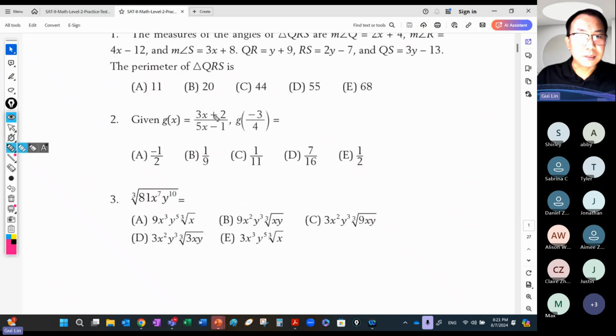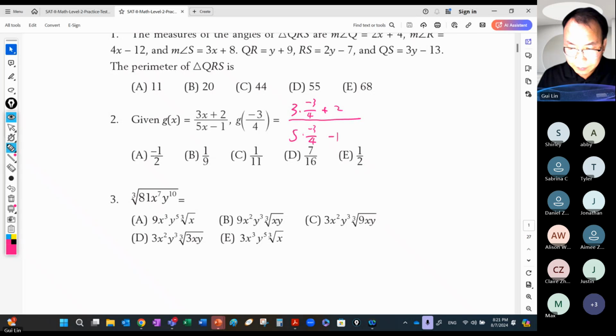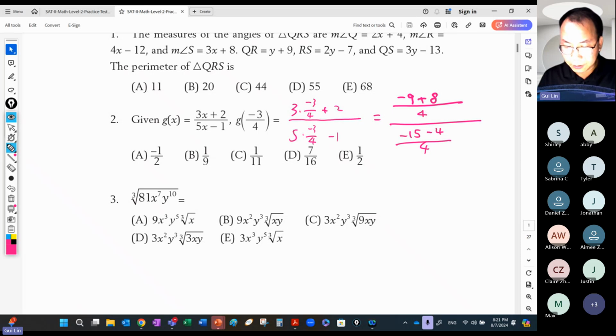Given a function that is a rational expression, if it gives you an x value, finding the solution would be much easier, right? So we just replace this x with this value. So we do 4 times negative 9 plus 8 on top, right? What about the bottom? 4 times negative 15 minus 4. So you get negative 1 over negative 19.